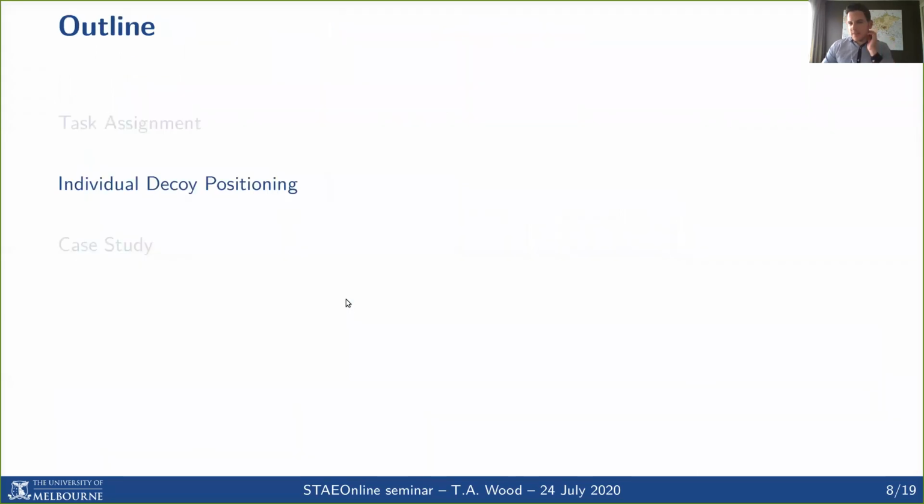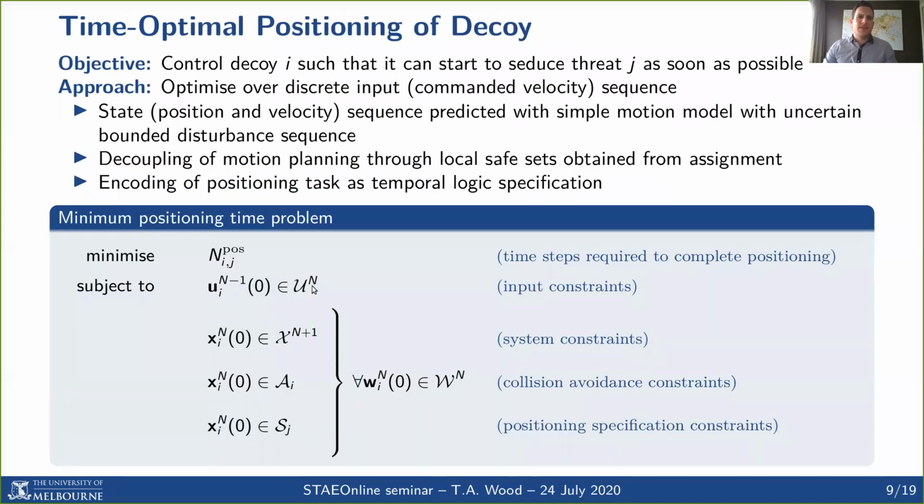I will illustrate this in the case study towards the end, but I now want to move to the actual motion control problem. I'll go through this a bit faster. So for positioning the decoy, we have the objective of moving the decoy such that it can seduce the threat as soon as possible.